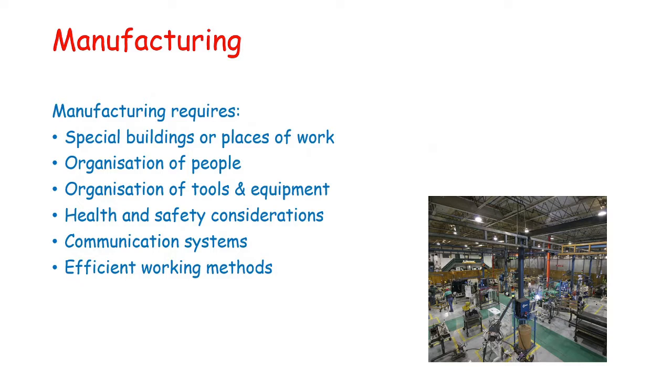So when it comes to manufacturing, there are a few different requirements a company needs to sort out before they can actually set up and start producing. For some things, there'll be specialist buildings or places of work that are required. That may be certain kinds of equipment or things like that. Organisation of people, so actually having people there trained, knowing what they need to do. Organisation of your tools and equipment, to have everything set up, having everything you need. Any health and safety considerations.